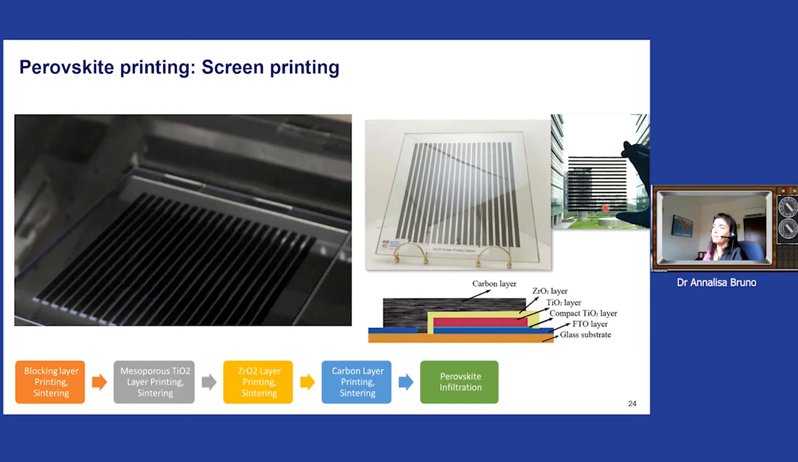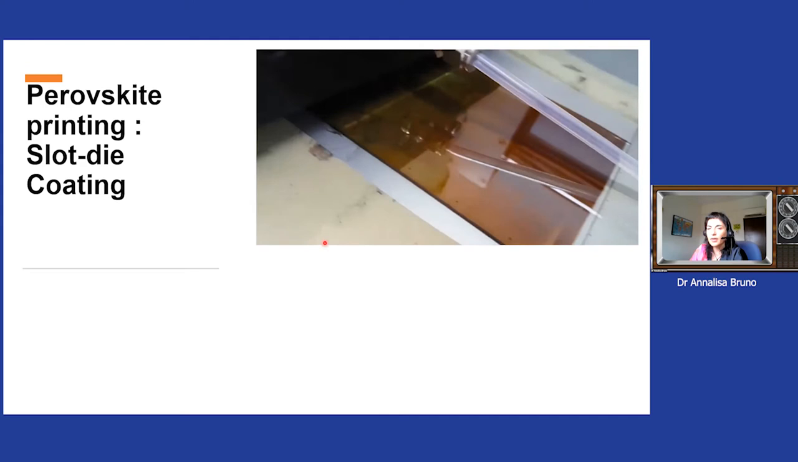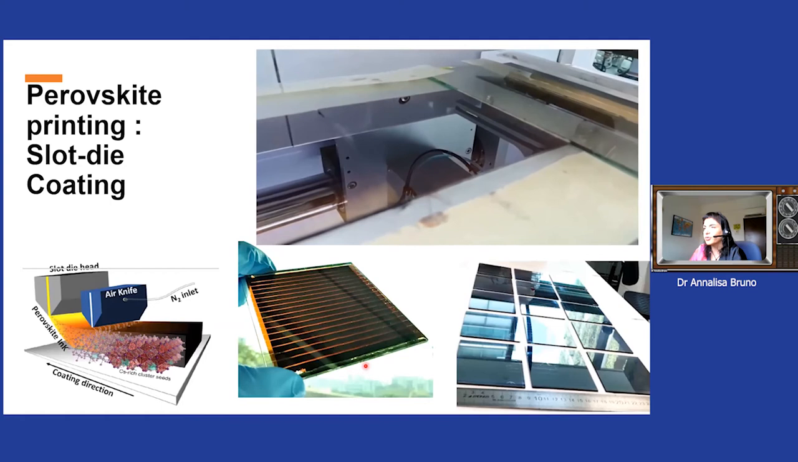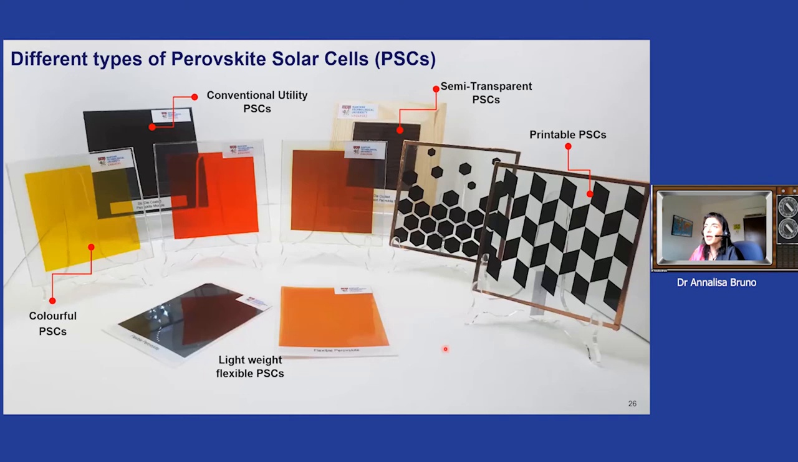Another approach that we are also working on is slot-die, where you can see here, sorry for the noise, that also over a large area. This is a typical 10 by 10 module, the perovskite has been printed. And also in this configuration, you can see very homogeneous and also semi-transparent modules can be developed, and the process is very fast.